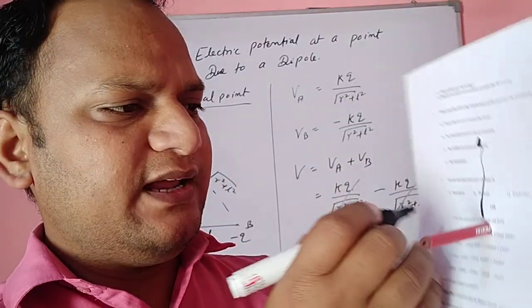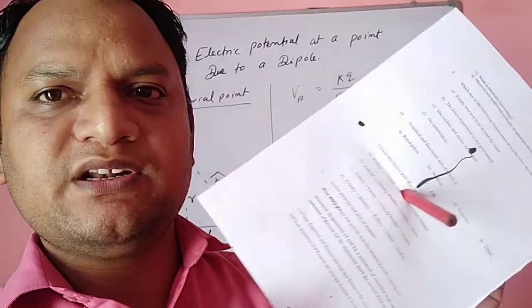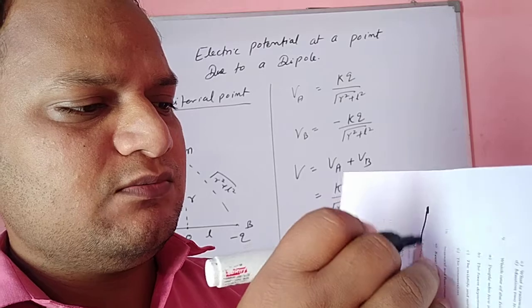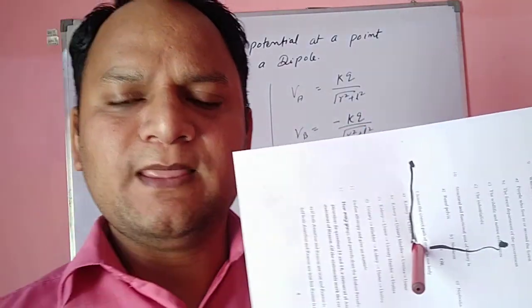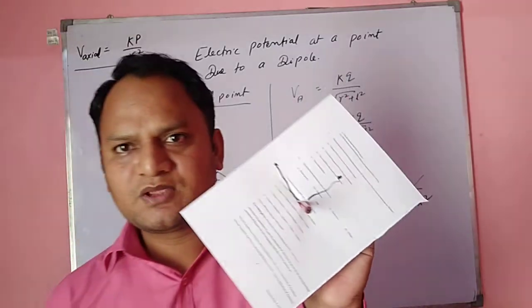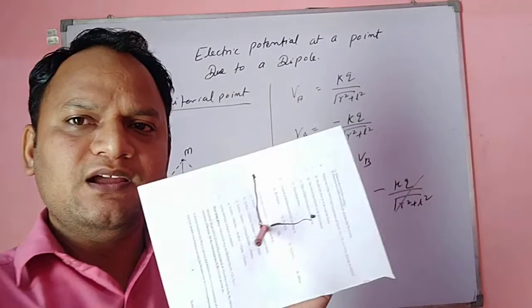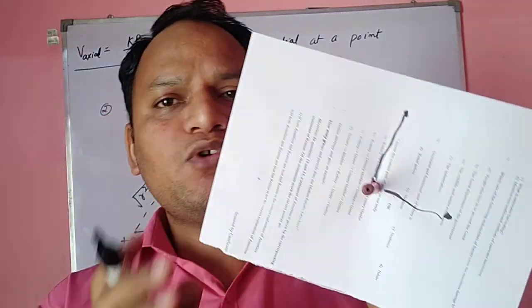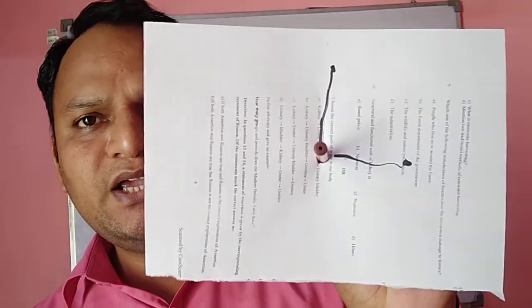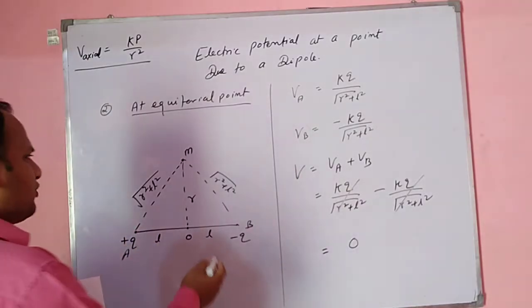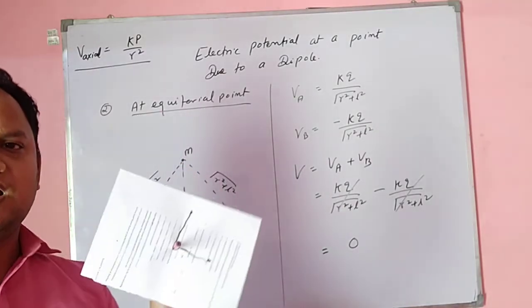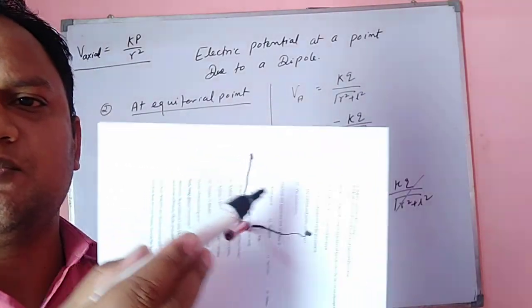Similarly, if I take any point here and rotate the dipole like this, so this point is also an equatorial point. So any point on this plane is actually an equatorial point. So what do we call this plane? We call this plane an equatorial plane. And we just derived the potential at an equatorial point. The answer was 0. So potential here is 0.